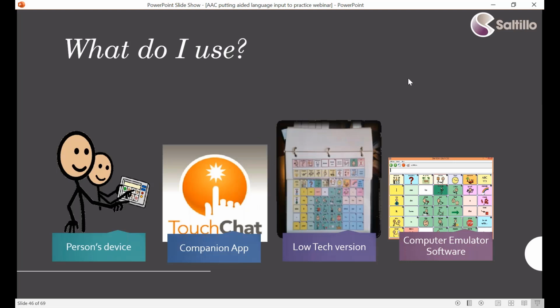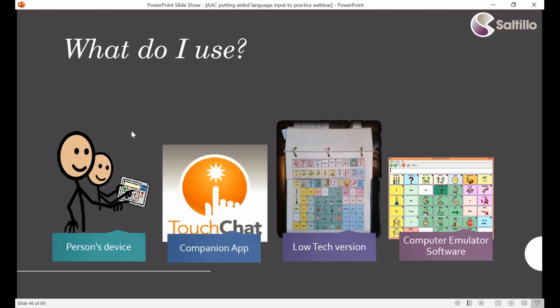So one question we get along this way is, what are we going to use to model? 9 times out of 10, probably what you're going to use is the person's device, whether it's a high-tech system or whatever. In a perfect world, you could have 2 identical high-tech dynamic display devices, but that's probably not realistic. So you might just find yourself modeling on the person's device and you're talking together.